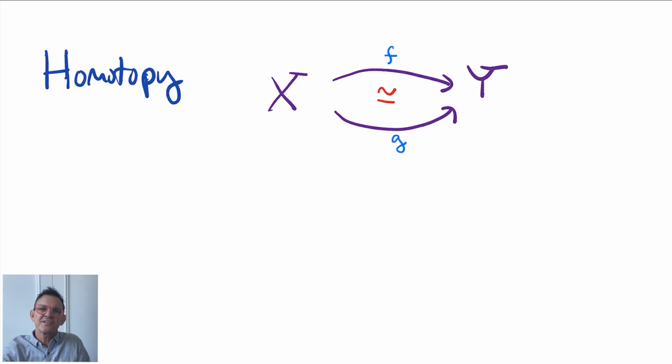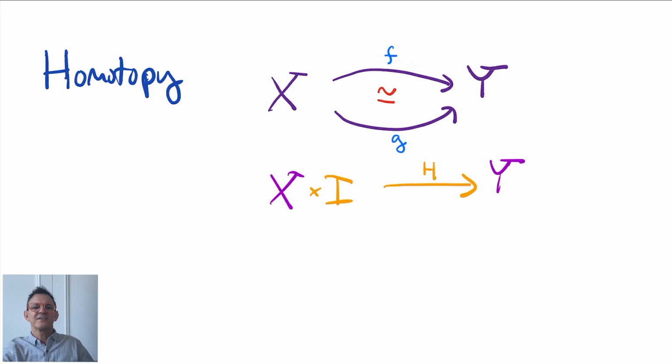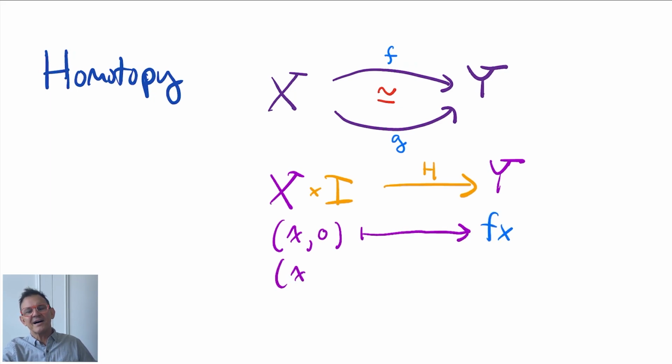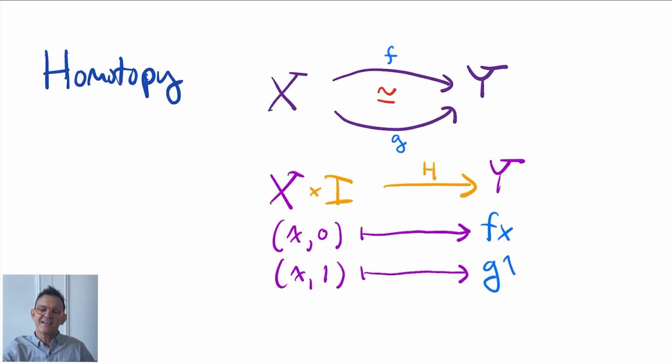Recall that if f and g are maps from a space X to a space Y, a homotopy from the map f to the map g is defined to be a map from X cross the interval to Y, which, when viewed as a one-parameter family of maps from X to Y, parametrized by points in the interval, starts at f and ends at g.